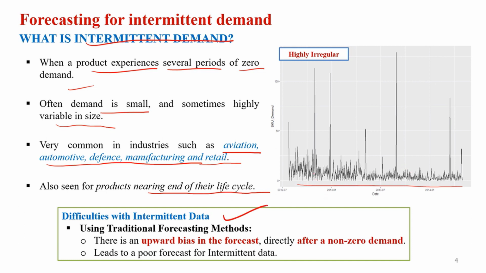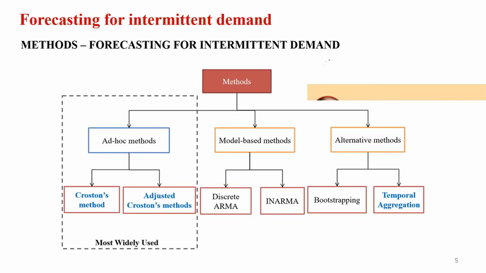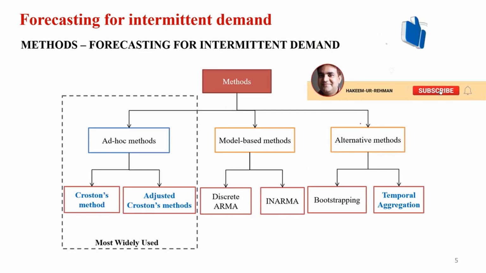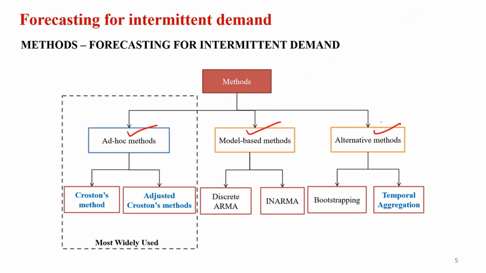We have to find an appropriate forecasting method to predict intermittent demand. Here we have a few methods, which we can categorize into three categories: ad hoc methods, model-based methods, and alternative methods. I am going to talk about the Croston's method as well as some adjusted methods, which are improved versions of Croston's, and then some temporal aggregations, using R. Let's first understand how the Croston method works.